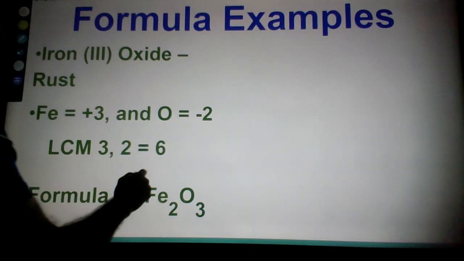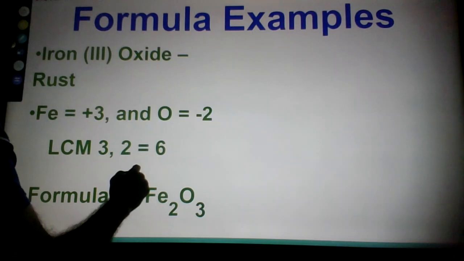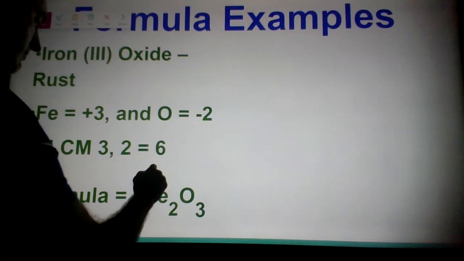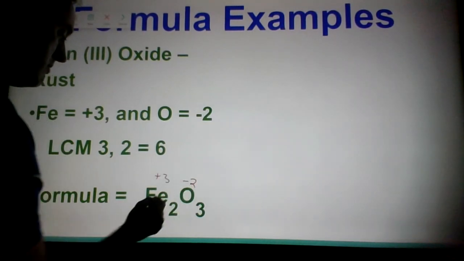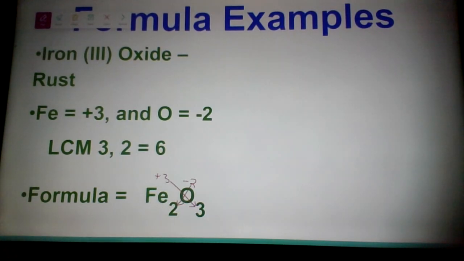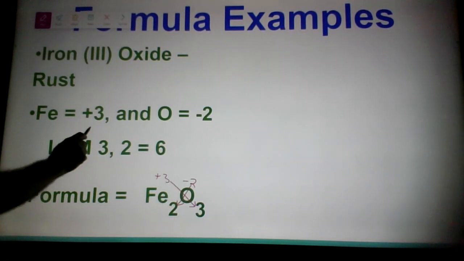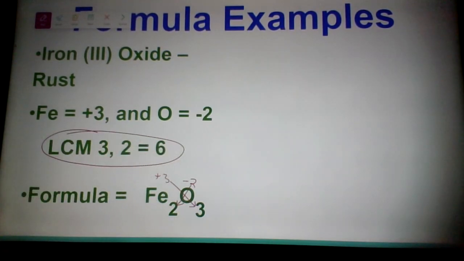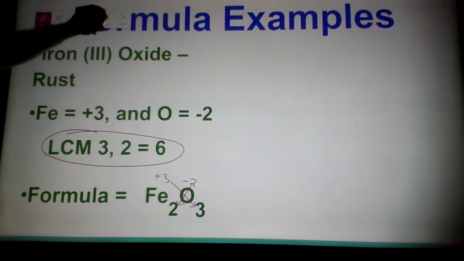Fe2O3 is the formula for rust. +3, -2. That 3 went there. That 2 went there. And the signs disappeared. Switcheroo works only because the math says so. But again, we have to have exactly 2 atoms involved in order for switcheroo to work.